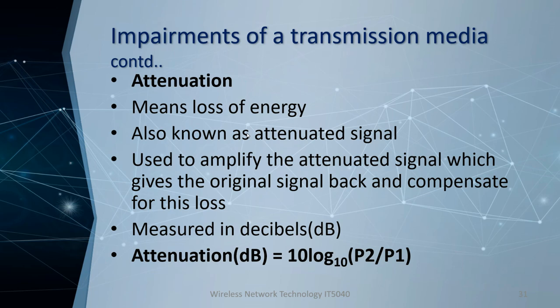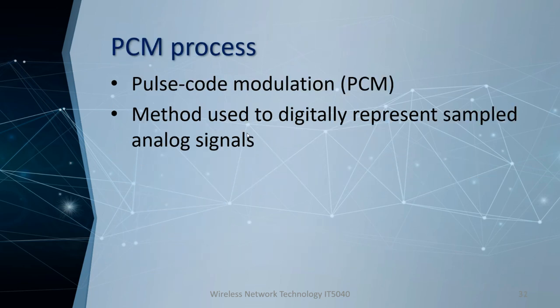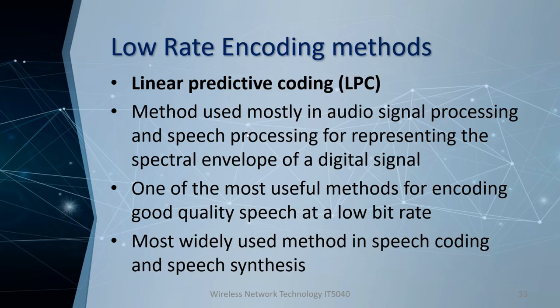Then I'm going to talk about the PCM process. PCM, pulse code modulation, is a method used to digitally represent a sampled analog signal. In a PCM stream, the amplitude of the analog signal is sampled regularly at uniform intervals, and each sample is quantized to the nearest value.